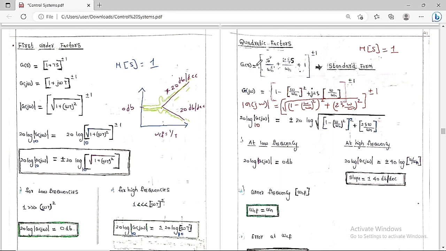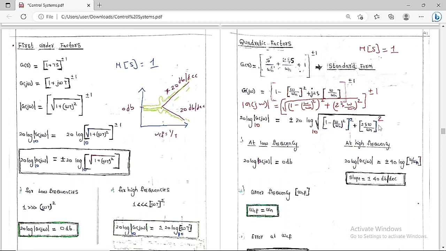So if you substitute this value here, we are going to get finally plus or minus 20 log of root over 1 minus omega by omega n whole square plus 2 zeta omega by omega n, and here we have to write square also. So here also square. So now the base is 10.